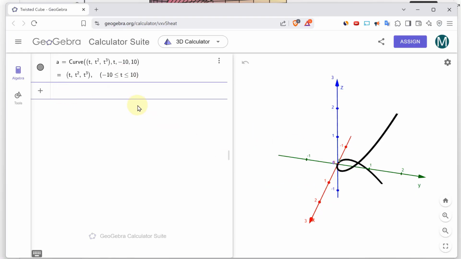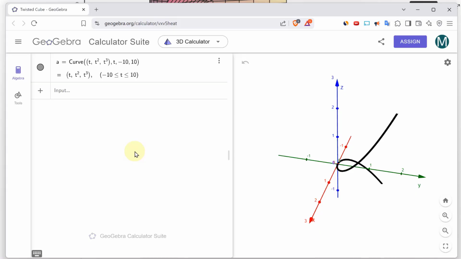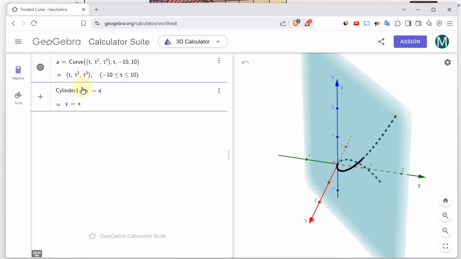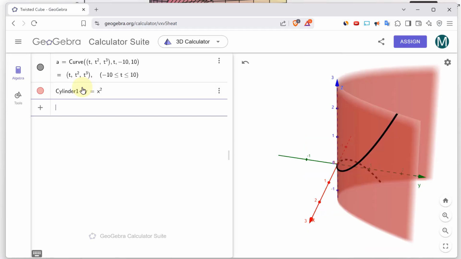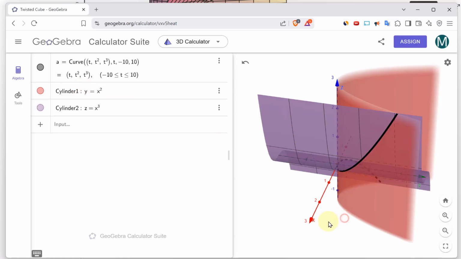Okay, this one didn't show up there. I do not know why it did not show up. Cylinder 1. I think it didn't save, so I'm going to have to do it right now quickly. Cylinder 1 is y equals x squared. Cylinder 2, z equals x cubed. And there it is.